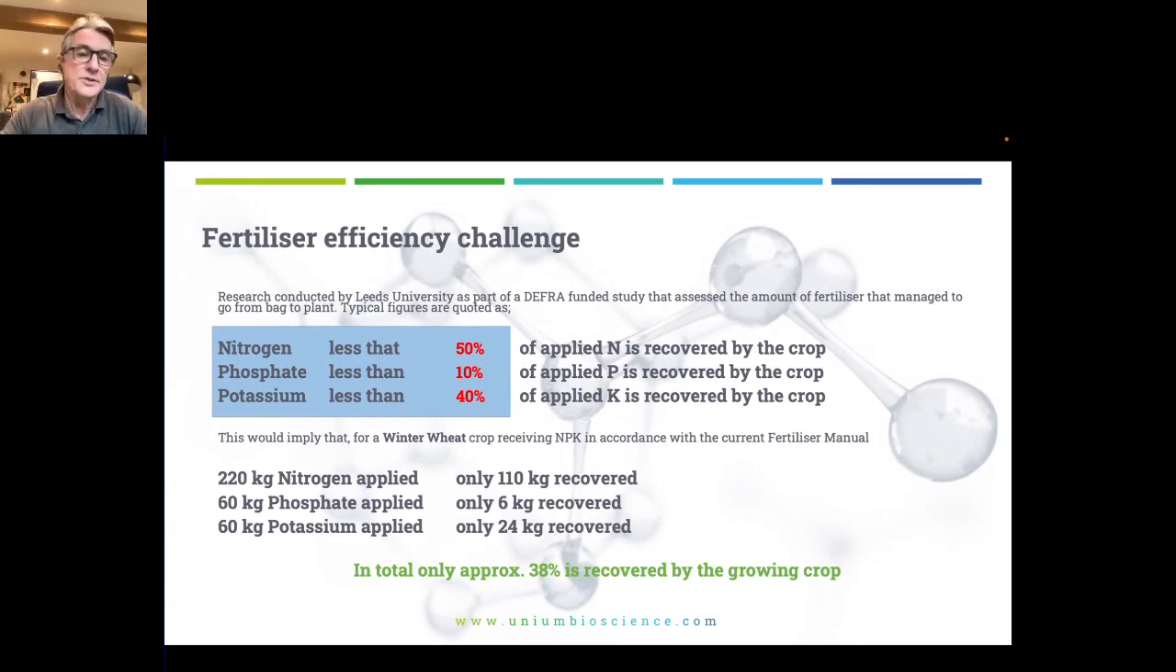And we're looking at the prices to think about potentially up to 50% of your nitrogen not seeing the crop that you're applying it to. That's a lot of cost. And if you average that out over NPK, it's running at around 38%.